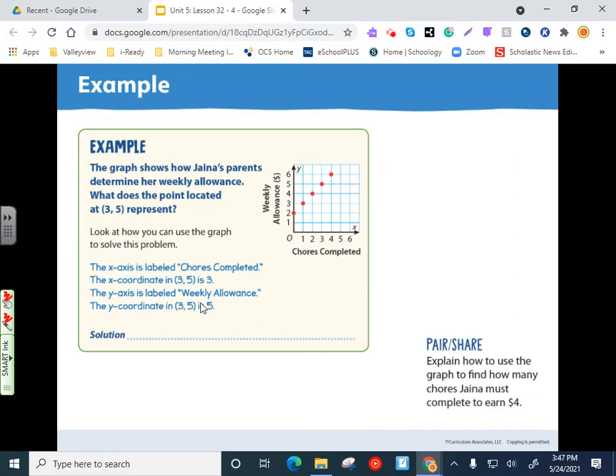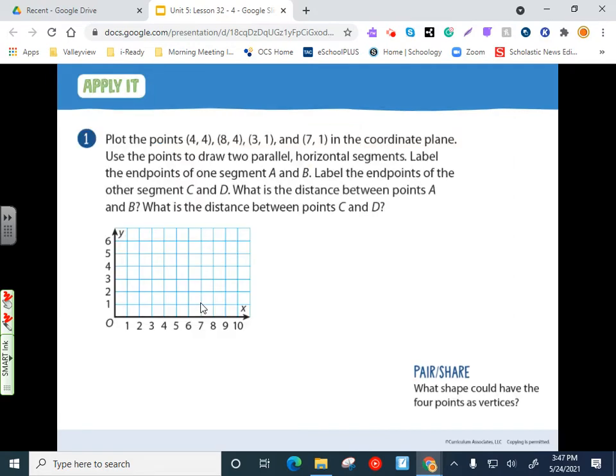We'll skip that first one because that's already been answered for us, and let's go right to 1. So we want to plot the points 4, 4, 8, 4, 3, 1, and 7, 1 in the coordinate plane. So let's do that before we read any further into the question. So we have 4, 4. We have 8, 4. We have 3, 1. And 7, 1. It's got all of our points there.